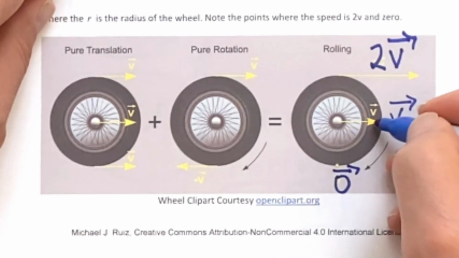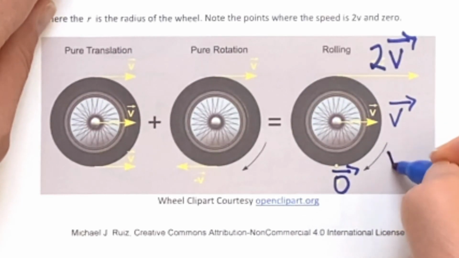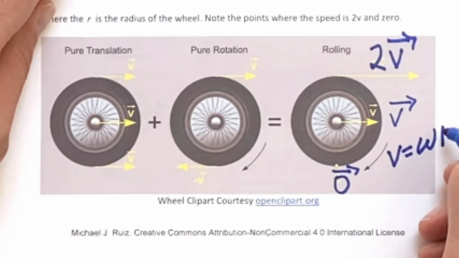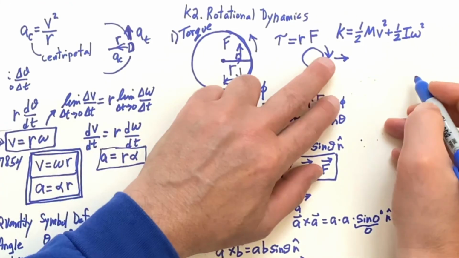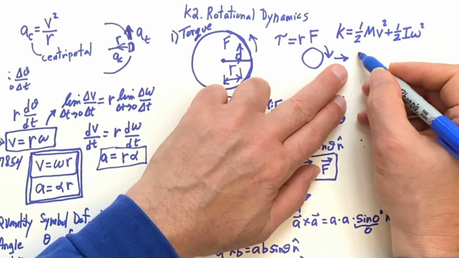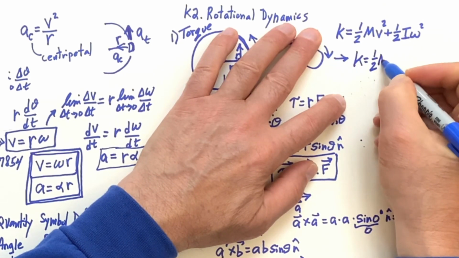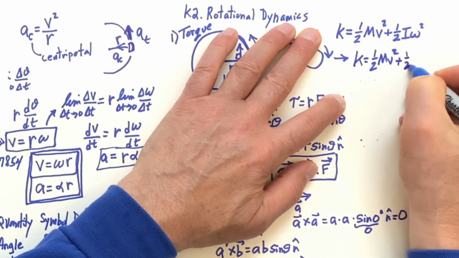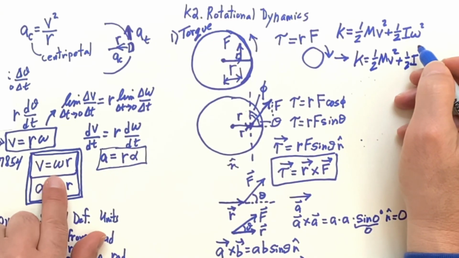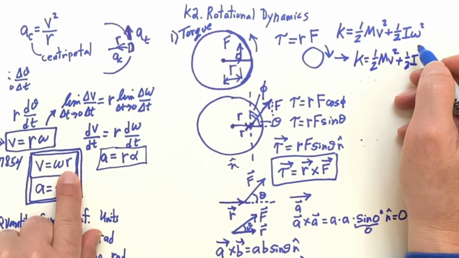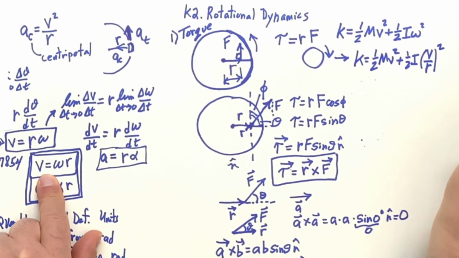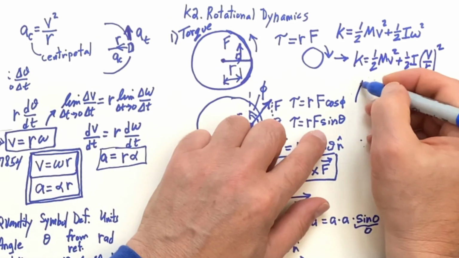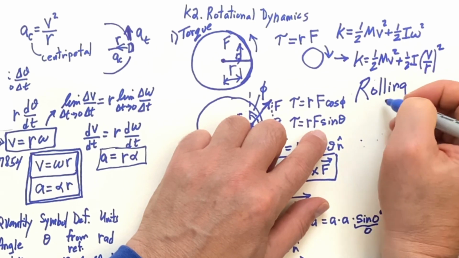It's cool. So you have this velocity v, and remember that v is omega r, where r is the radius of the wheel. So therefore, you can write this kinetic energy as 1/2 mv squared plus 1/2 I, and omega here is equal to v over r. So this would be v over r squared. So that's the total kinetic energy for the case of rolling. Nice.